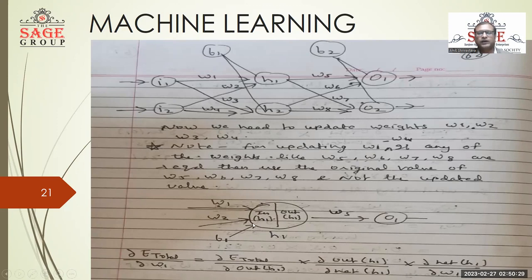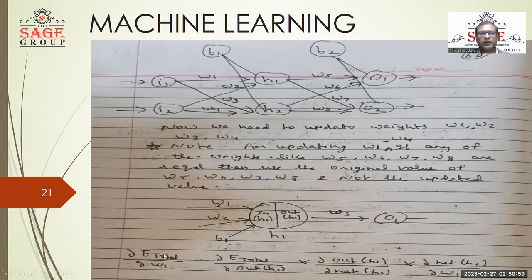Here this H1 is getting I1 multiplied by W1 plus I2 multiplied by W2 plus this bias. So this is the total input which we are getting at H1. And out H1 we get by applying the sigmoid function over the total input, that is 1 upon 1 plus e to the power minus in H1. This will give me the output, right?